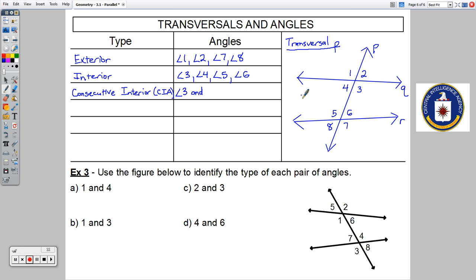It's up and coming. But angles 3 and 6, what would make angles 3 and 6 consecutive interior angles? So I'm looking at this angle right here and this angle right here. Well, they're on the interior, they're on the inside, and they're right in a row. They're consecutive to each other. That's why they're called consecutive interior angles. And similarly to that, we've got 4 and 5. These would be consecutive interior angles as well. So we have 3 and 6, and we have 4 and 5. So these ones come in pairs. The exterior and interior were just individual angles, but now these other ones are going to come in pairs.